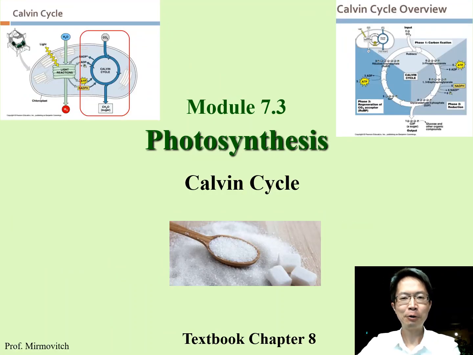Basically, the Calvin cycle uses the ATP and NADPH generated from the light reaction, and we use these two energy molecules to so-called fix carbon. Carbon is from carbon dioxide gas, so we use these two energy molecules to reduce carbon dioxide, so that carbon dioxide will become carbohydrate, which is the sugar. That is the summary or overview of the Calvin cycle.